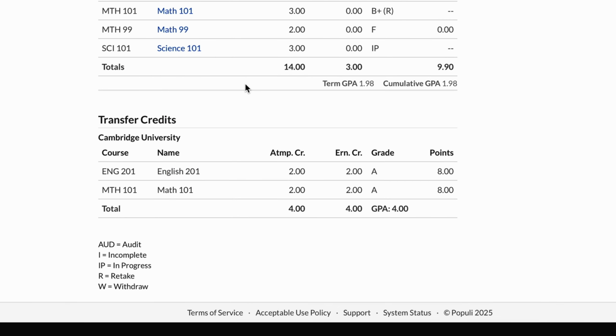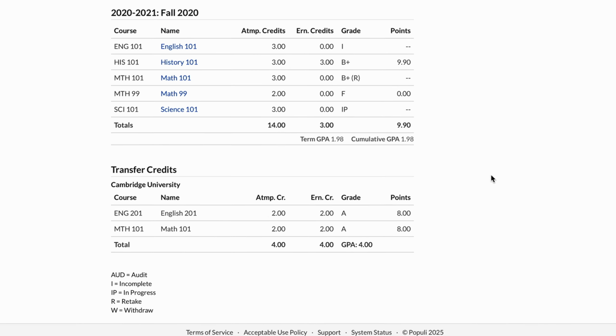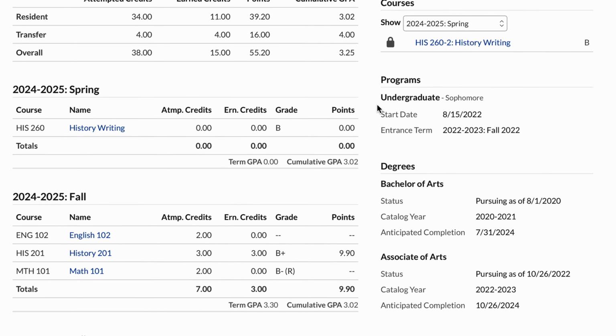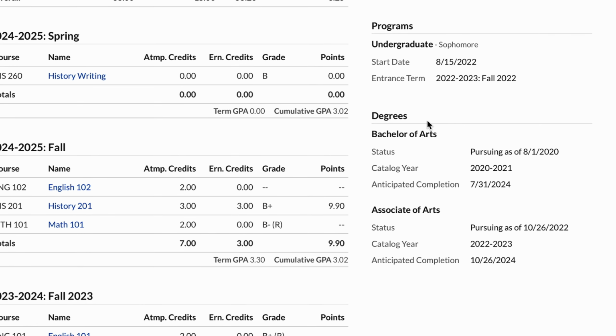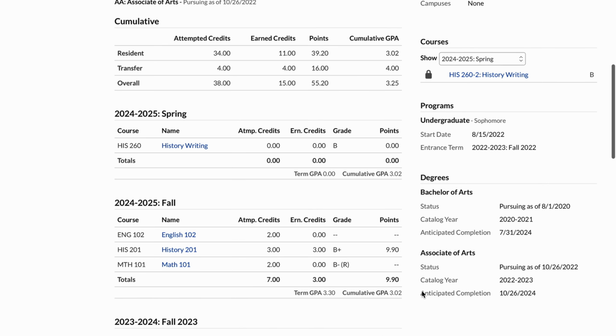At the bottom of the terms list, you'll see transfer credits if you have any. We also have this legend at the very bottom that you can refer to for any abbreviations you run into. Back up on the right, you'll have your program or programs if you have more than one, and then more details about your degrees. Okay, let's get into the nitty-gritty.